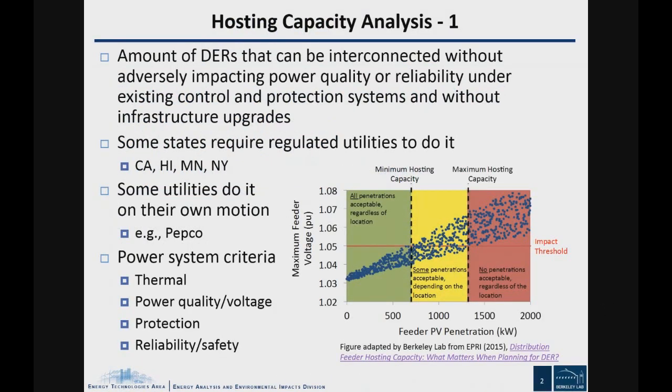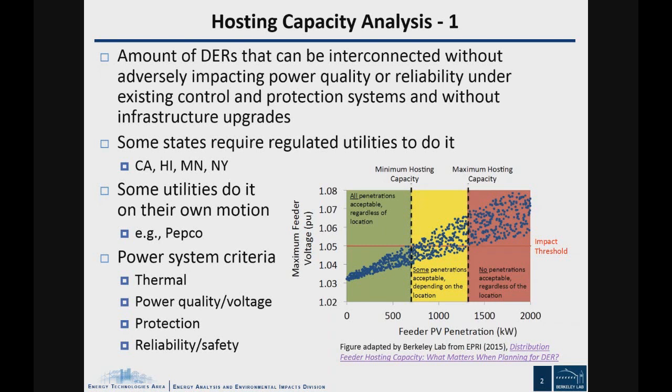So this is simply the amount of distributed energy resources that can be interconnected under current conditions without infrastructure upgrades, with the existing control and protection systems, and the amount that won't adversely impact power quality or reliability. Some states require regulated utilities to do this: California, Hawaii, Minnesota, and New York. And some utilities have done it on their own. PEPCO has quite a detailed process and uses it for interconnection.